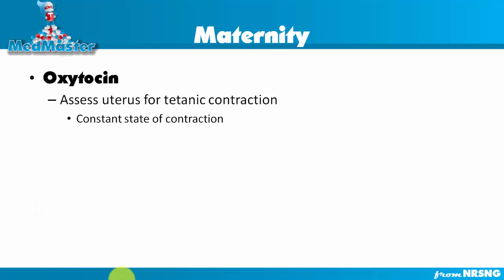Maternity drugs. One maternity drug you have to know is oxytocin. So one big thing to keep in mind with oxytocin is what the purpose of oxytocin is: to help the uterus contract. Okay, we're trying to create this contraction in the uterus to help push the baby out. Now that's going to cause a whole lot of things that we need to watch with our baby, but also you need to keep in mind that you need to assess the uterus for tetanic contraction.